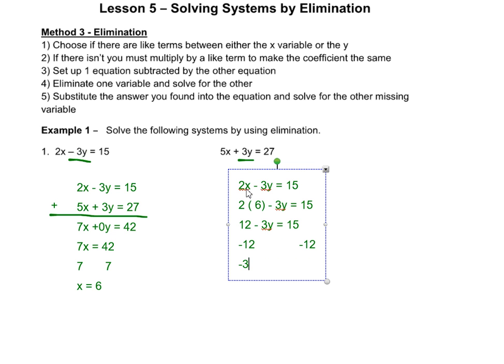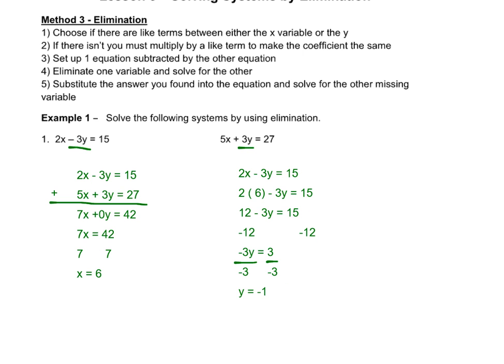I've now got -3y is equal to 3. And I'm going to divide both sides by -3 to get y by itself. And I get y is equal to -1. When I have y is equal to -1, and I have x is equal to 6, that becomes my solution. So my solution is x equals 6, y equals -1. So as a point, I have the point (6, -1).